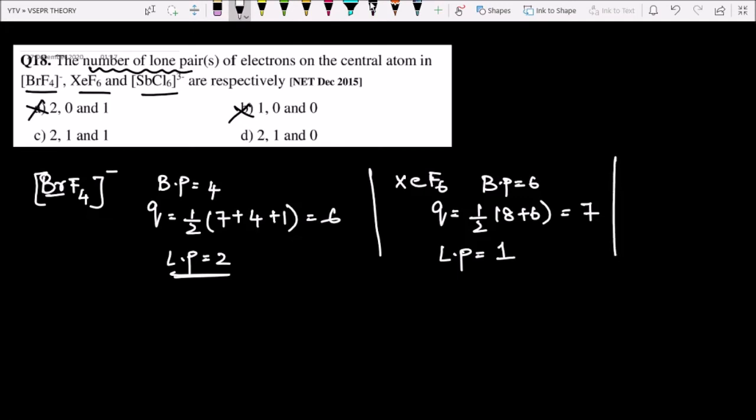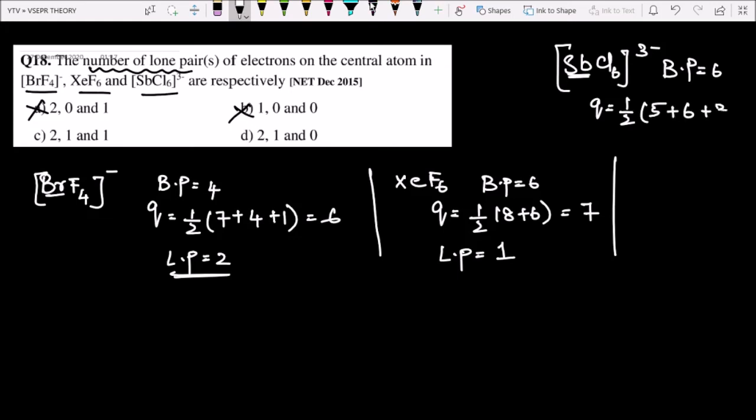The third one is SbCl6 3 minus. Again the bond pair is 6. The quotient is equal to half into, antimony belongs to the 5th period and the 15th group, so 5 valence electrons, plus monovalent atoms, 6, plus 3. So the quotient is going to be 7 and the lone pair is equal to 1. Here the lone pair is 1. So the correct answer is option C. Let's move to the next question.